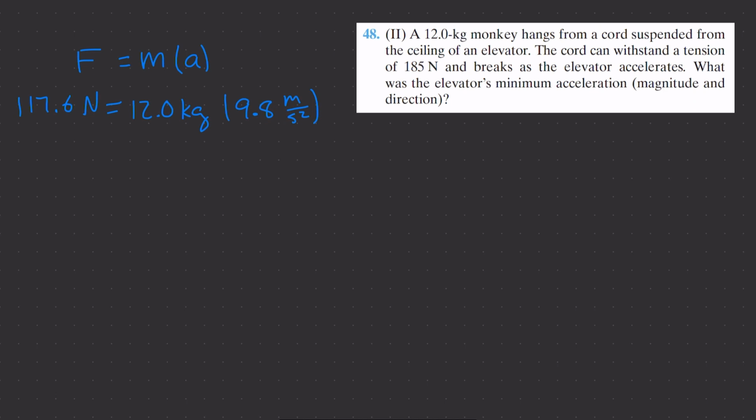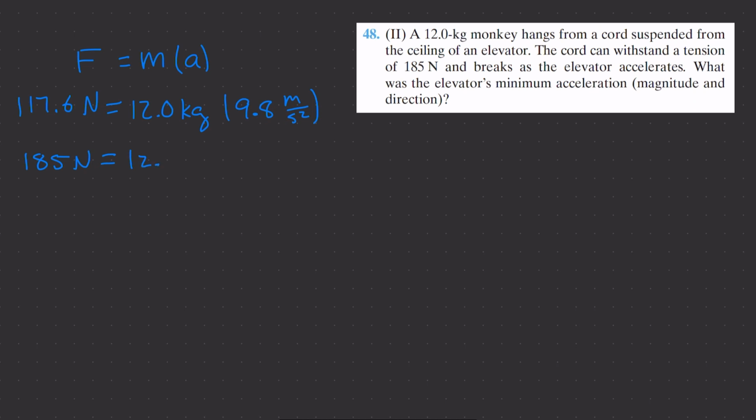So that means if the elevator is stationary and the force that the monkey exerts on the cable is just the force due to gravity, then it won't be enough force to actually break the cord. But then we ask what acceleration would be required in order to break the cord. So I'm going to, continuing on with Newton's second law, set force equal to 185 newtons because that's what we need in order to be able to break the cable.